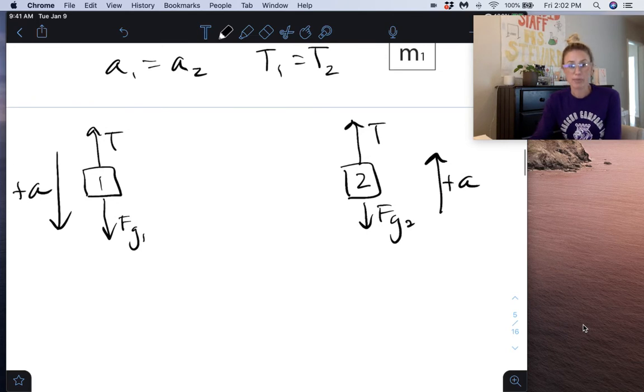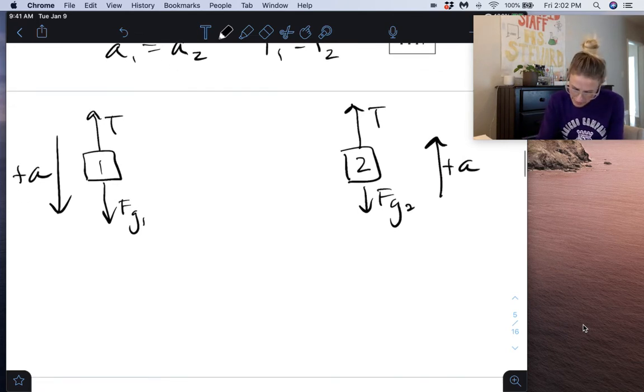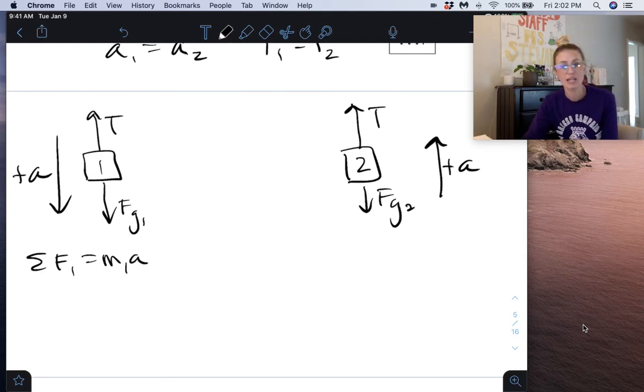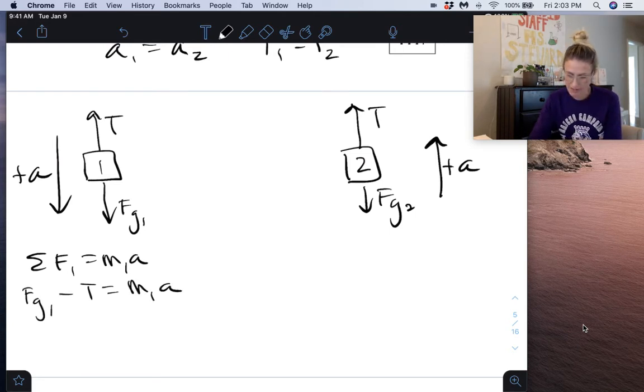So what we do here now is we apply Newton's second law. For mass 1, we have net force for 1 equals mass 1 times acceleration. Again, acceleration is constant for both of these masses, so I'm just going to leave that as acceleration. And then we get, since down is positive for mass 1, force of gravity of mass 1 minus the tension is equal to mass 1 times acceleration.